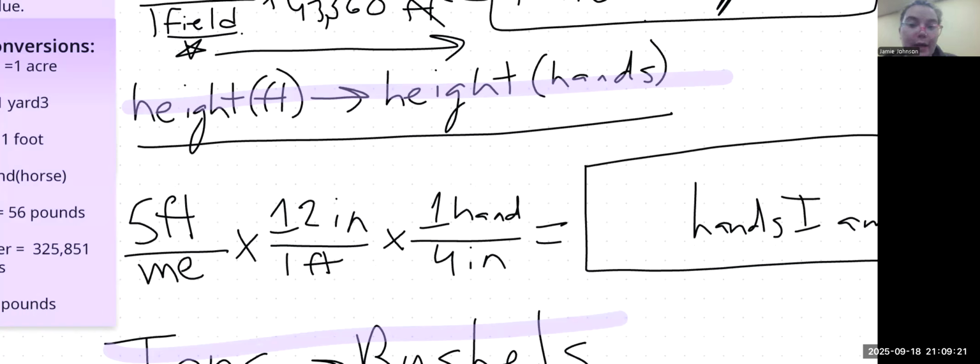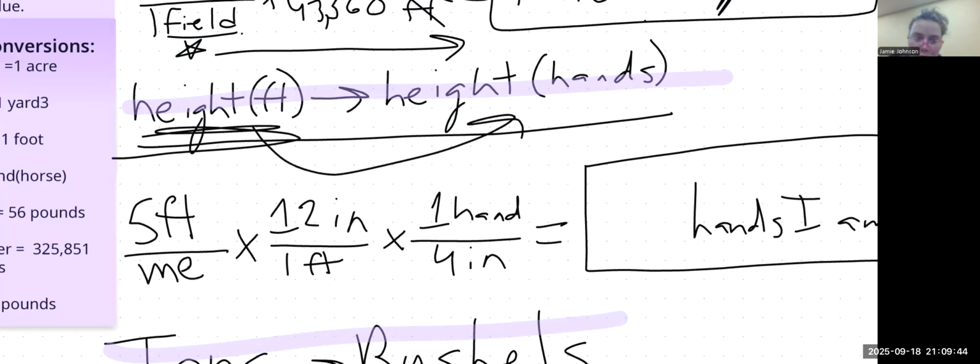Now we talked about hands. How tall am I in horse measurements? I was a horse nerd growing up, so I've probably done this plenty of times. But right, so what do we start with? We put the units that we're in, height in feet, and we go towards height in hands. Now this one is a little more complicated because we don't have the unit conversions that go directly from feet to hands. So we're going to have to do 2 steps, right?